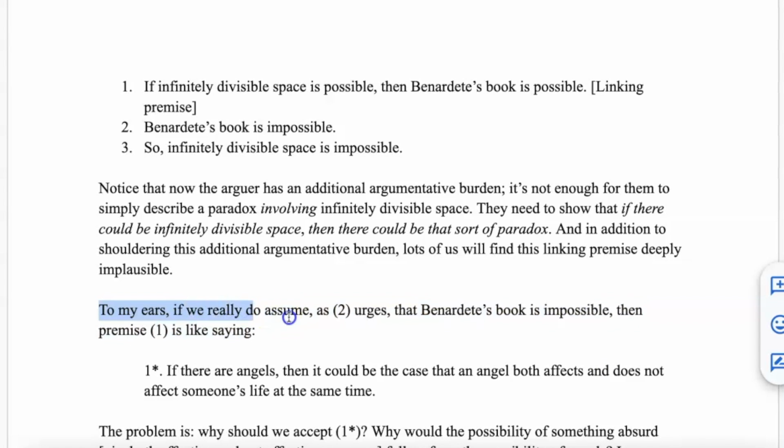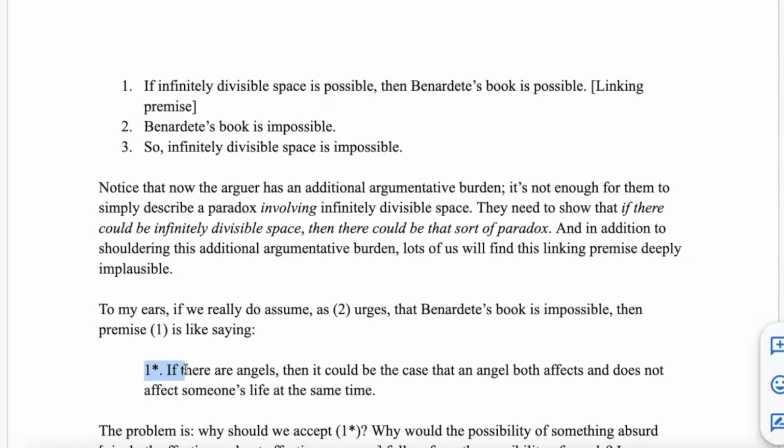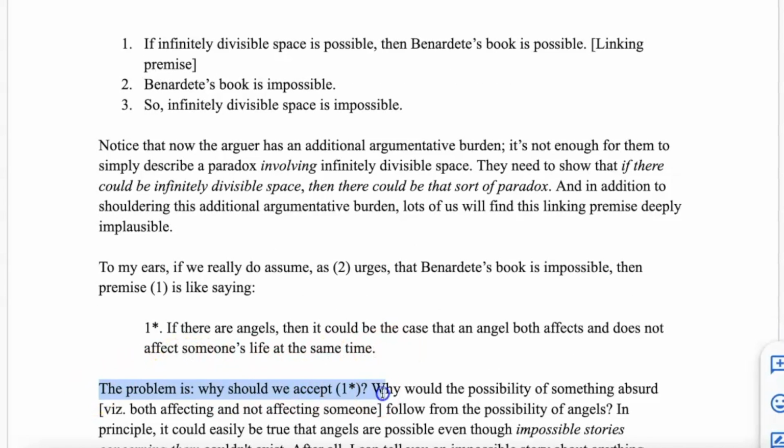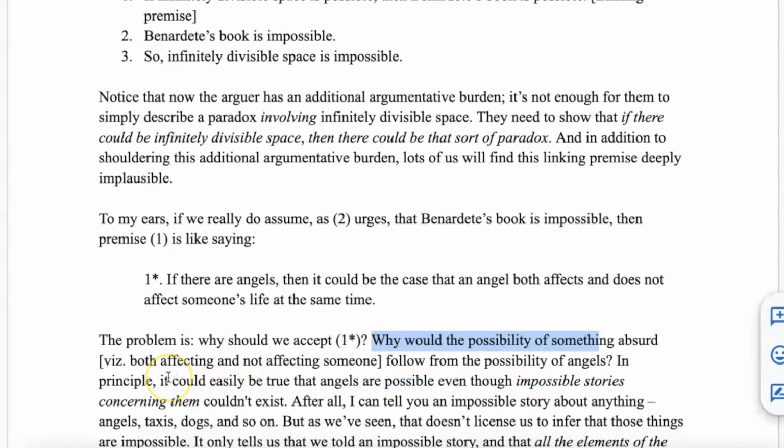To my ears, if we really do assume, as premise 2 urges, that Benedetti's book is impossible, then premise 1, again, to me, is like saying 1 star. Well, if there are angels, then it could be the case that an angel both affects and does not affect someone's life at the same time. I mean, the problem is, well, why should we accept 1 star, right? Why would the possibility of something absurd, namely both affecting and not affecting someone, follow from the possibility of angels?